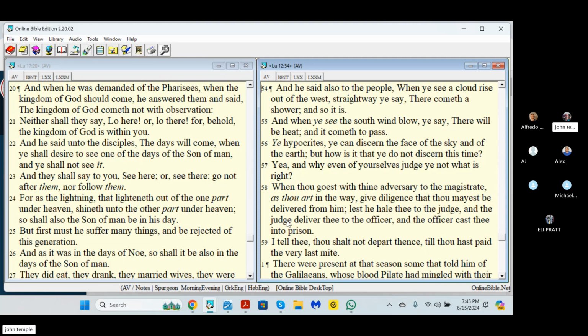When thou goest with thine adversary to the magistrate, and thou art in the way, give diligence that thou mayest be delivered from him, lest he hale thee to the judge, and the judge deliver thee to the officer, and the officer cast thee into prison. I tell you, thou shalt not depart thence till thou hast paid the very last mite. Some construe some kind of purgatory out of that, right?